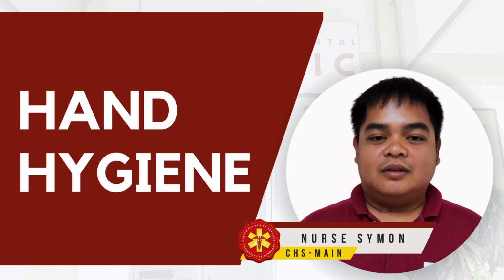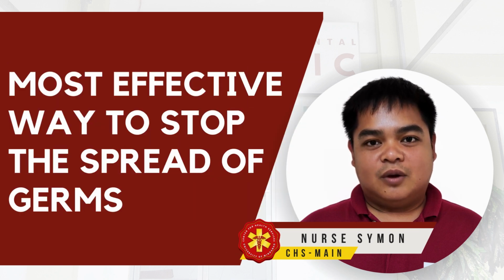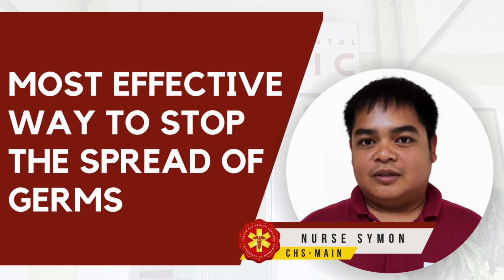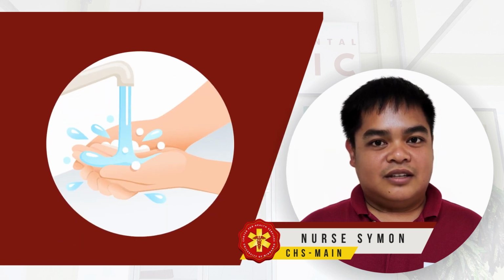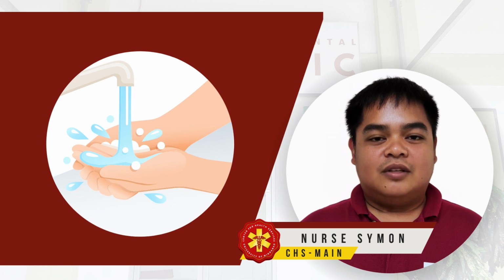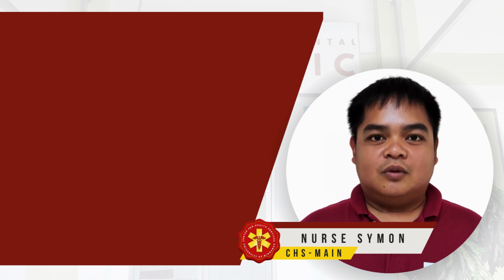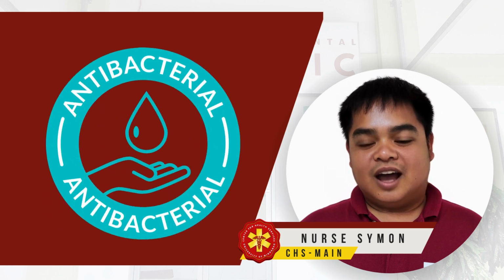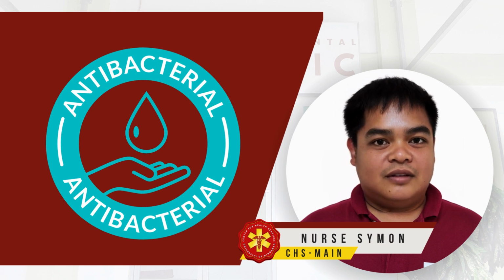Prevention and control of communicable diseases. First is hand hygiene. Good hand hygiene is the most effective way to stop the spread of disease-causing germs. Hand washing is one of the best techniques for preventing and controlling the transmission of infection. Use running water and antibacterial soaps or alcohol-based hand rubs for hand hygiene.